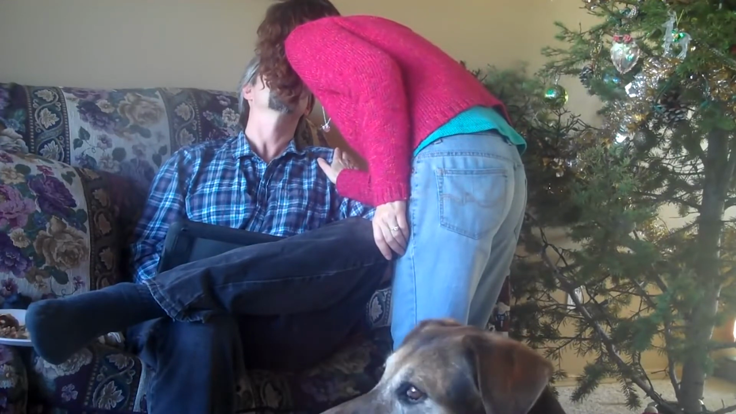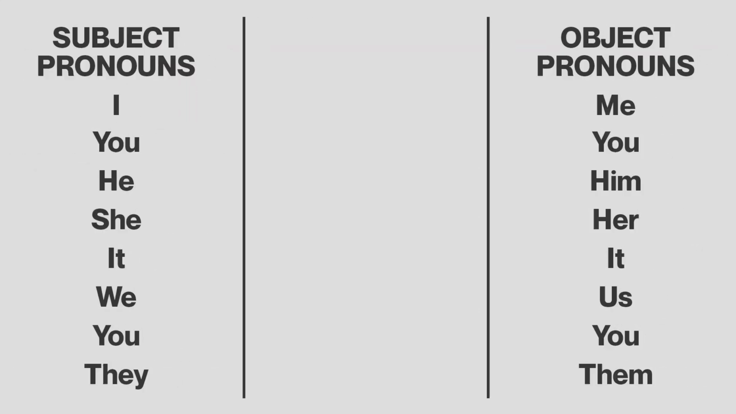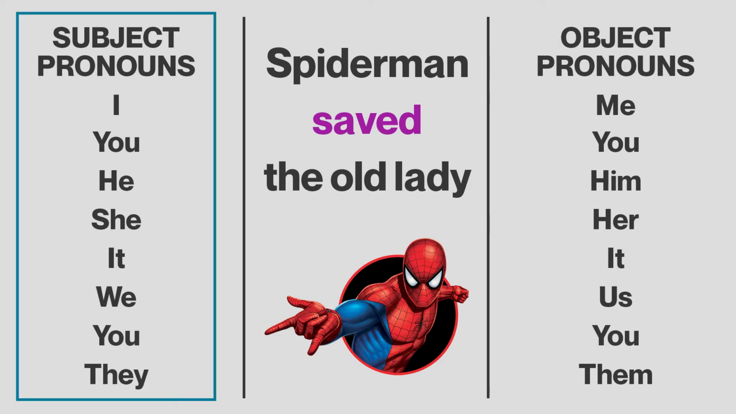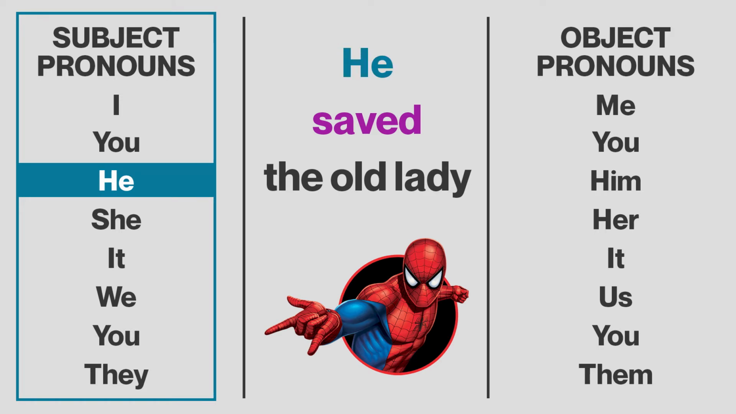Example number 2. Spider-Man saved the old lady. What's the verb in this sentence? Saved. Very good. Spider-Man goes before the verb. And do you remember what we use before the verb? Subject pronouns. Good. Which subject pronoun can we use to replace Spider-Man? He. So we can also say he saved the old lady.